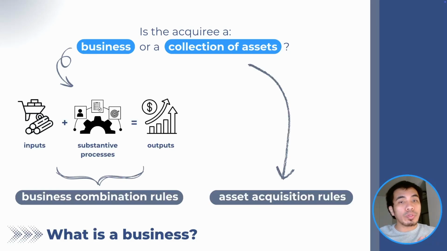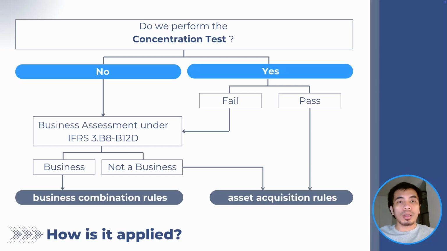We will not discuss the first half here in the left about the business combination rules, but we will discuss how to get around this elaborate business assessment through the optional concentration test. So being an optional part of the process, how is the concentration test applied? That is a very good question. Here, we will show you a very quick flowchart of the decision-making process. This process here will ultimately determine the accounting methods that you will use in accounting for the acquisition, so this is very important.